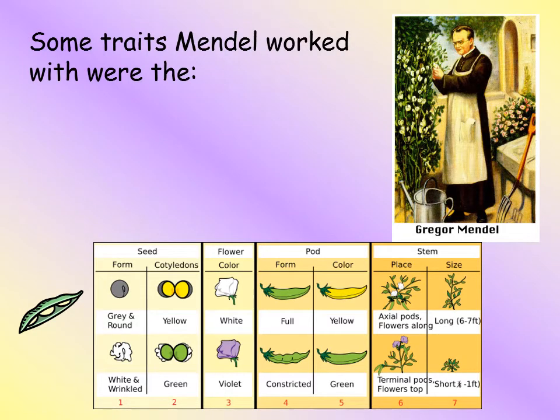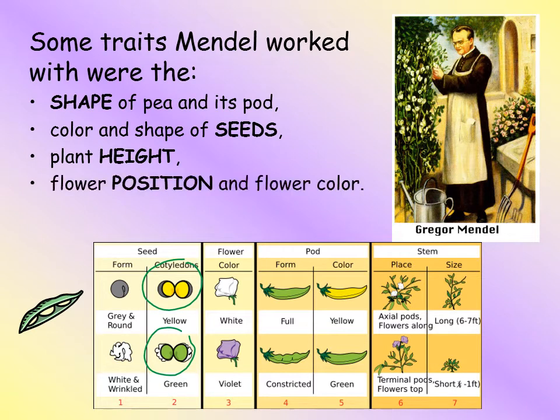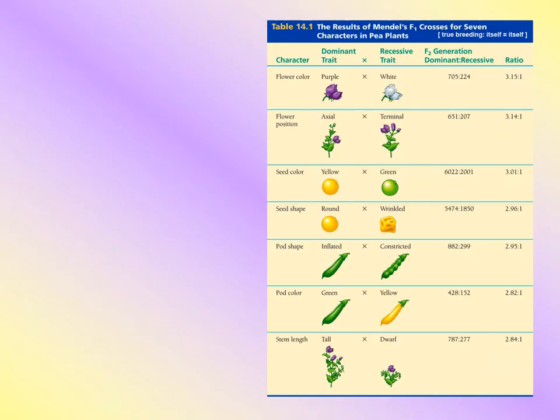He worked with many different traits of the plants, including shape of its pea and its pod, the color and the shape of seeds. Peas can be green or yellow. The height of the plant, they can be tall or short. Where the flowers grow on the plant, whether they are at the top of the stem or on the sides. And flower color, purple or white flowers in peas.